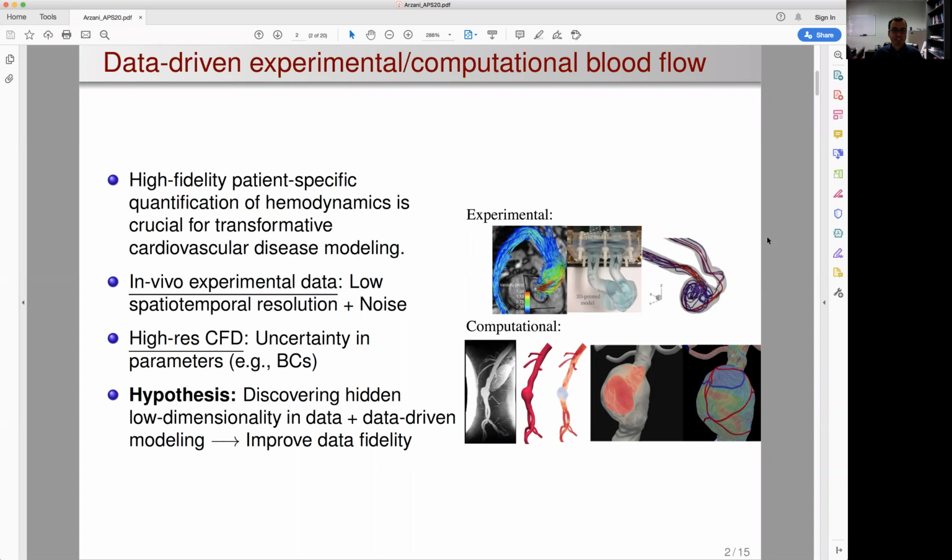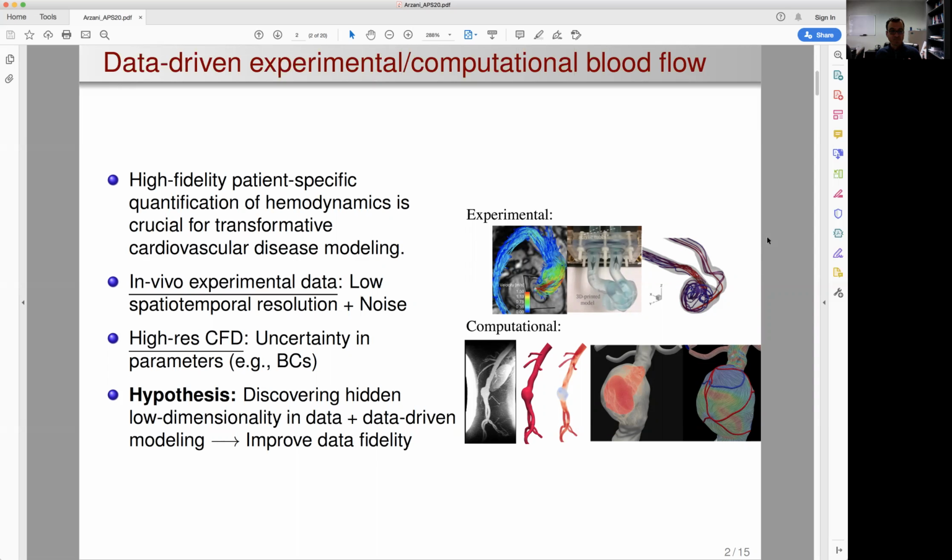But the problem here is that if we're collecting experimental data, either in vivo or in vitro, we're often dealing with low spatial temporal resolution and a lot of times lots of noise in these data. And even if we run a minimally dissipative, high-resolution CFD code with high spatial temporal resolution and high performance computing, we're still going to be limited by uncertainties in parameters such as boundary conditions.